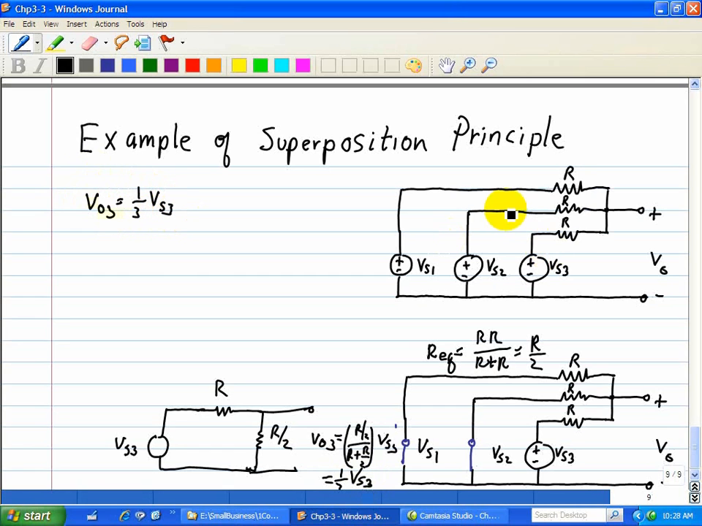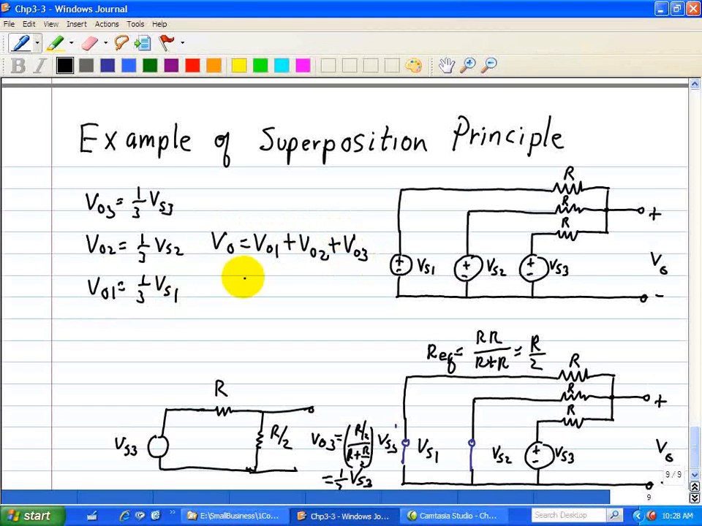Now you can see, because of the symmetry of the circuit, if I want to find the output due to VS2, the second voltage source, we just short VS3 and VS1, and we'll get VO2 equal to 1/3 VS2, and we're going to get the same relationship for voltage source VS1. So VO1 is equal to 1/3 VS1. So the total output is the sum of the outputs due to voltage source 1, voltage source 2, and voltage source 3, or 1/3 of VS1 plus VS2 plus VS3. So that's our total output in this case.